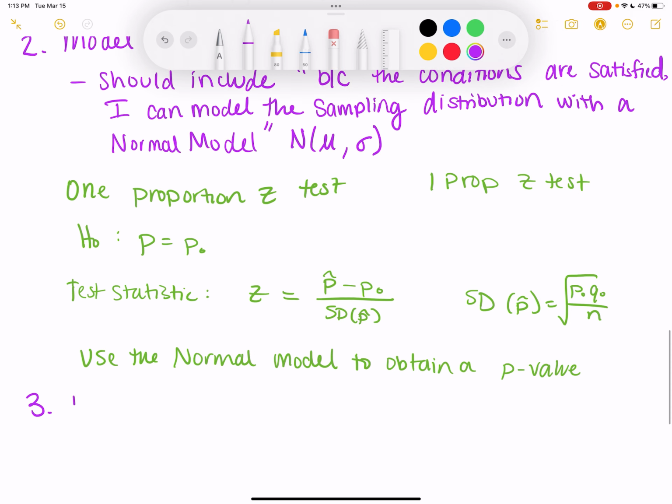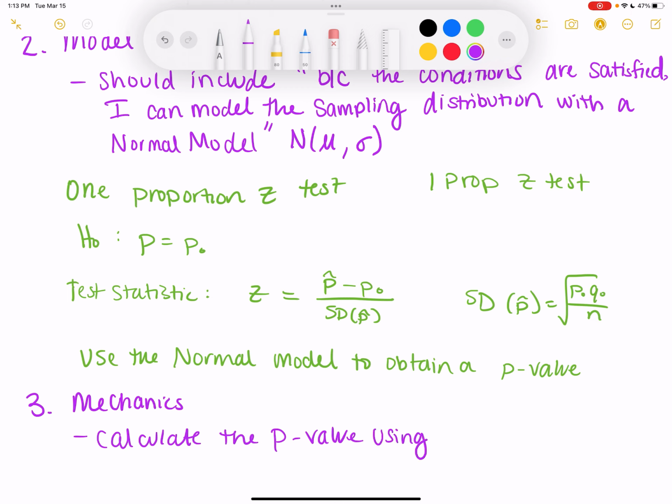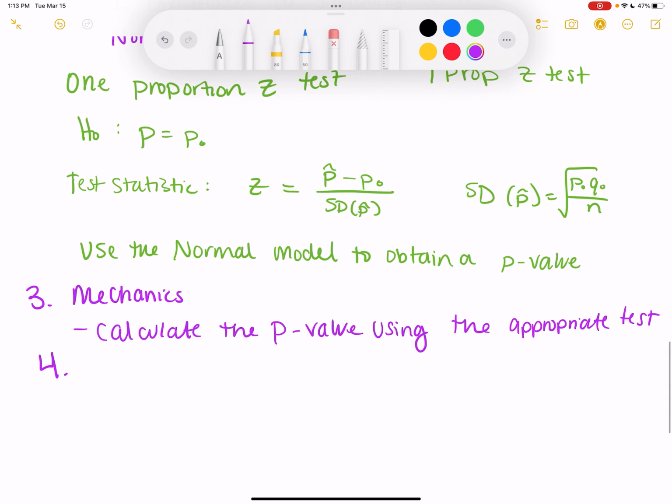All right. 3 is mechanics. Calculate the p-value using the appropriate test. Is this like the last point? Nope. So we're doing stuff after the 3? 4. Conclusion. Is this the last one of these? But there's still more notes to go with it.